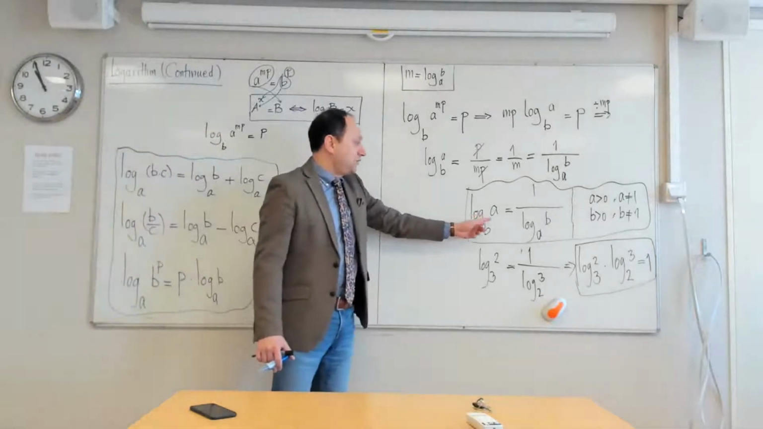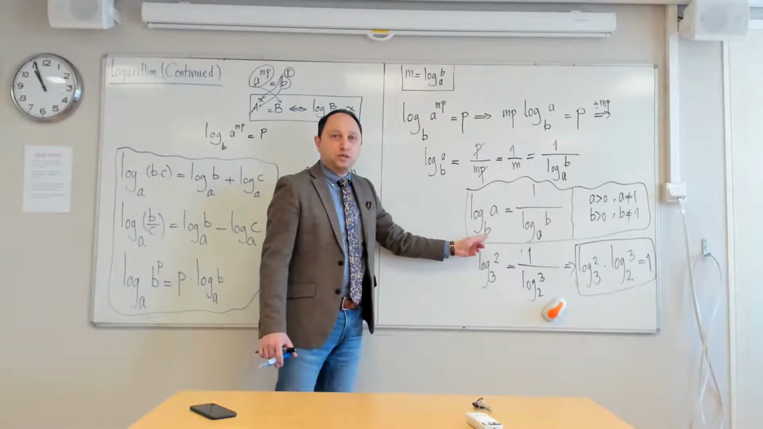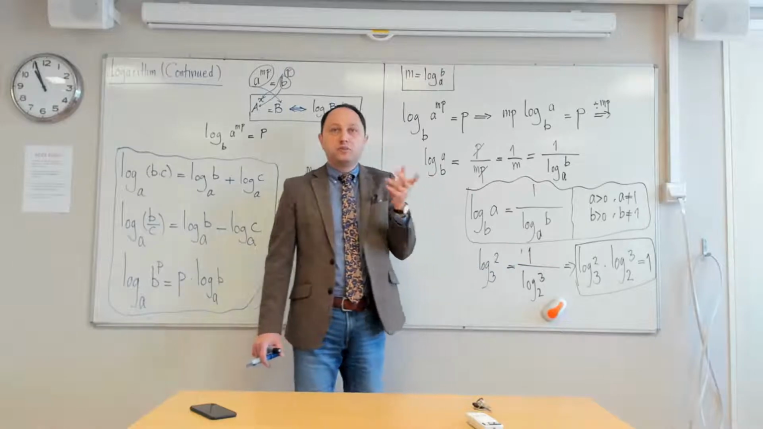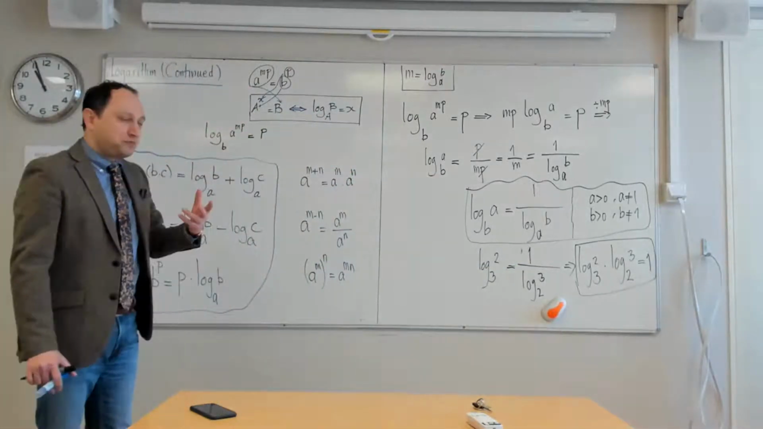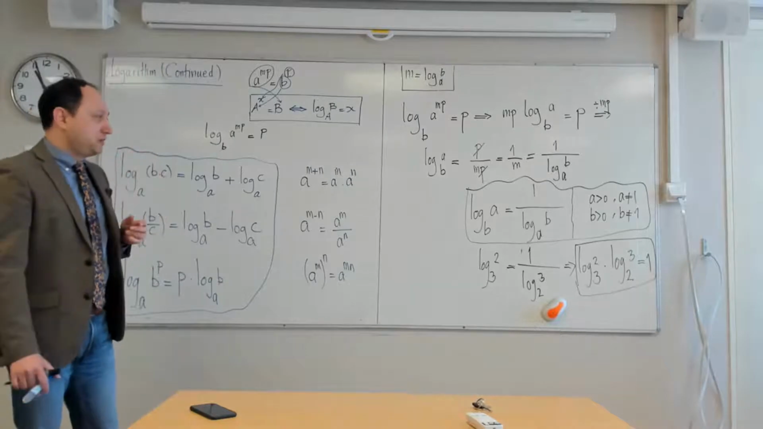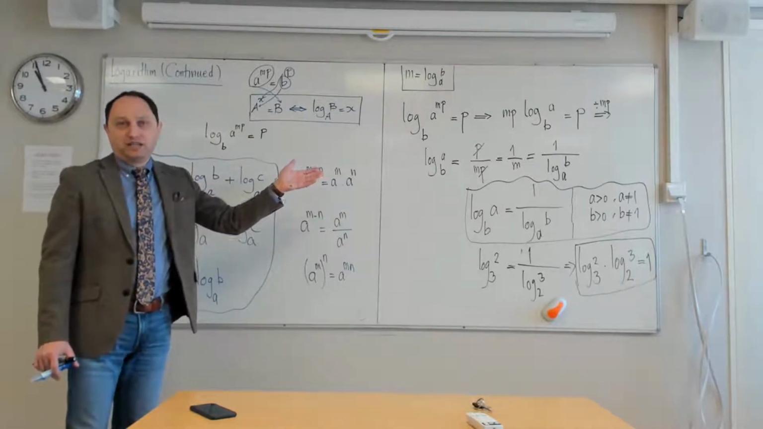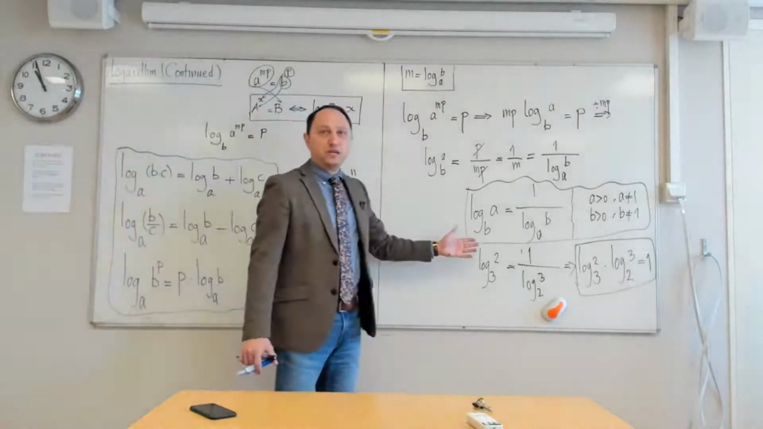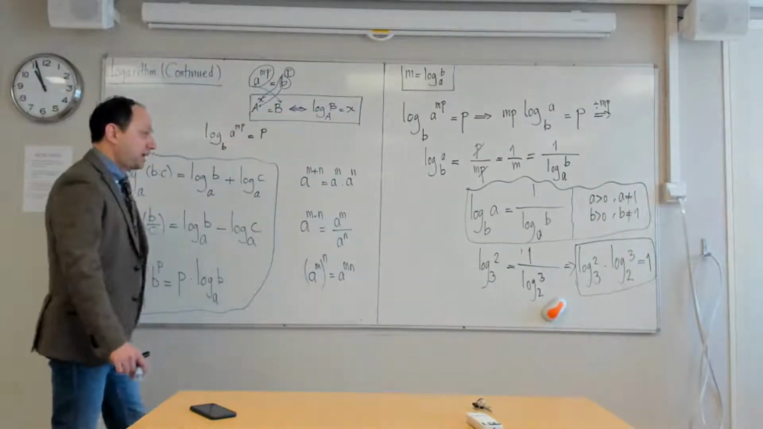Now we understand what is the relation between the log of A in the base B and the log of B in the base A. They are reciprocal of each other. So it's very nice. When I was learning this, I couldn't guess in the beginning that there is a very nice relation between the log of A in the base B and the log of B in the base A. So for me, it was surprising when I was at your age.